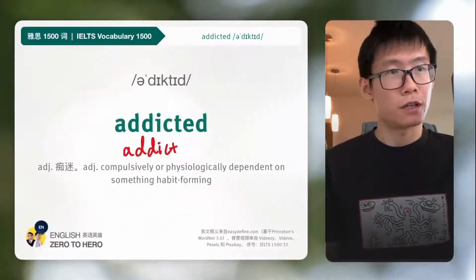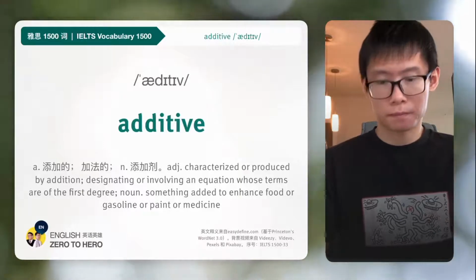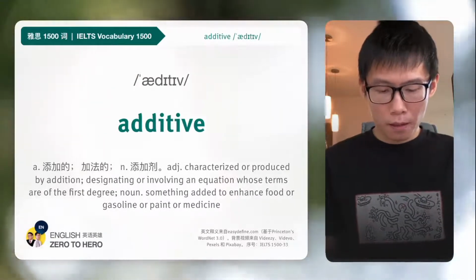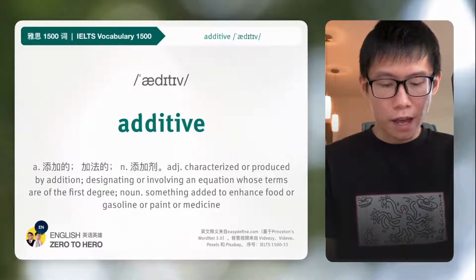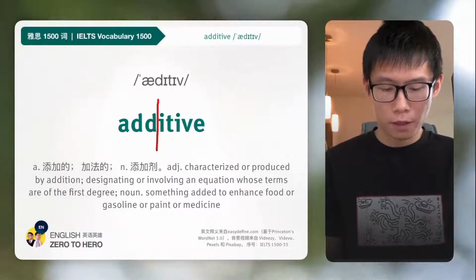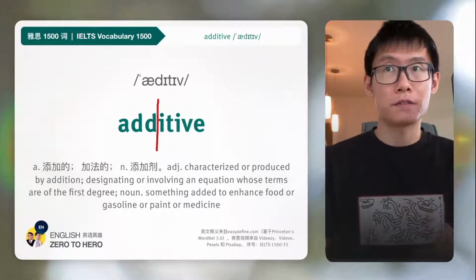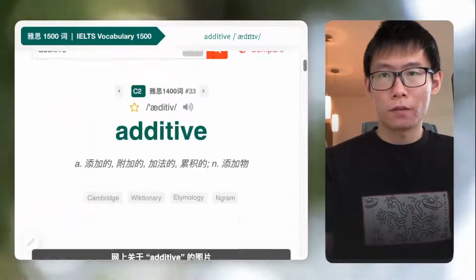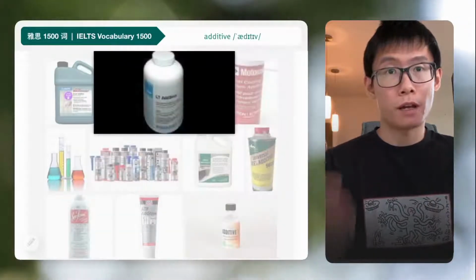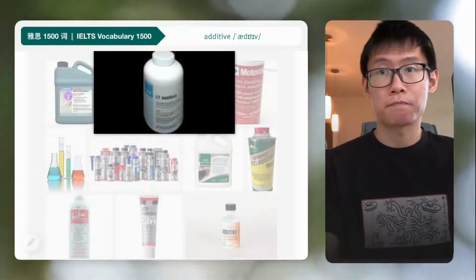So let's take a look at the next word. The next word is additive, right? It's something that's added, right? So you add something, and that something that you add is an additive. For example, in different products, we can add chemicals to it. So that's called additives.